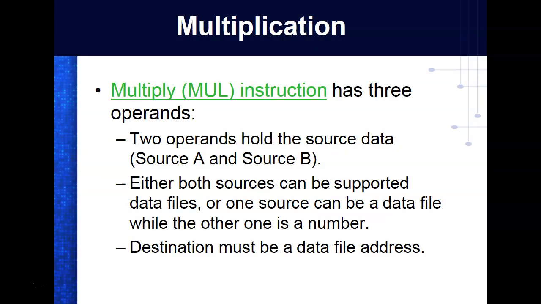Multiply. This is where we're going to have to really be careful about the numbers that we multiply because we could very easily exceed the range of our numbers, right? So we're going to take source A and multiply it by B. Source A and source B, one of them has to be a what? One of them has to be direct addressing. Both of them can be direct addressing. If not, one of them can be direct addressing and one of them could be a constant. And then the destination has got to be the address of a data file.